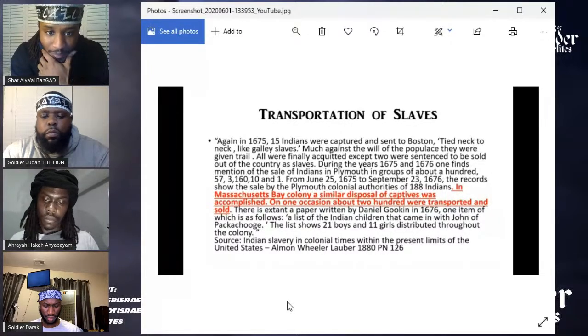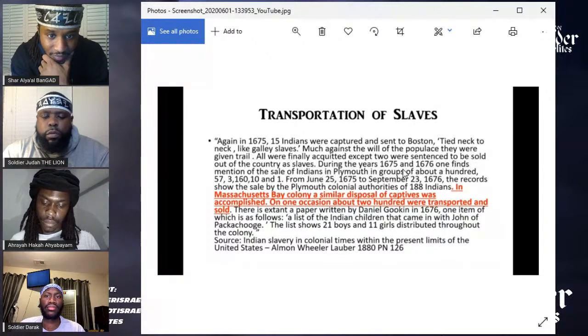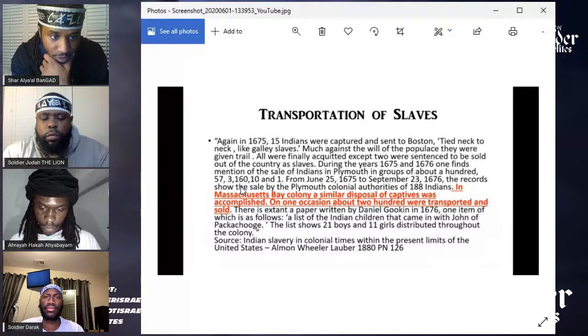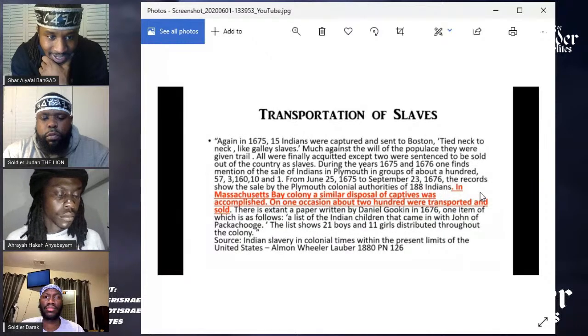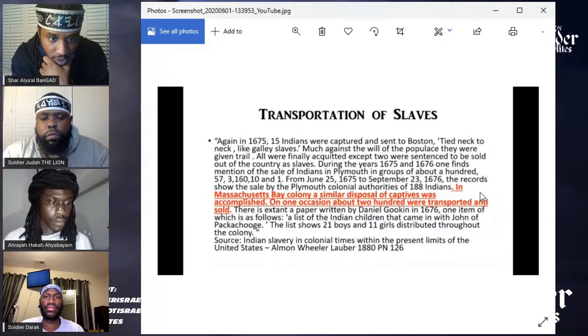Much against the will of the populace, they were given trial. All were finally acquitted except two who were sentenced to be sold out of the country as slaves. During the years 1675 and 1676, one finds mention of the Indians in Plymouth, and records show the sale by Plymouth colonial authorities of 188 Indians. In Massachusetts Bay Colony, a similar disposal of captives was accomplished on one occasion. About 200 were transported and sold.